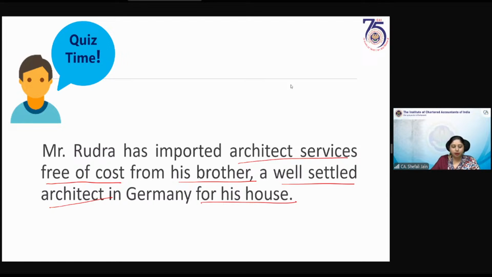First of all, tell me whether the brother of Mr. Rudra is related to him or not. Just simply quickly answer related or not related. I want it in the chat box. He is related, I would say he is a member of the family, but whether he is a related person as per the definition in the GST law. Now let me see the answers. Okay. Bhumika saying related, Rajveer also saying the same, Neeraj, then Mehek, Janvi.